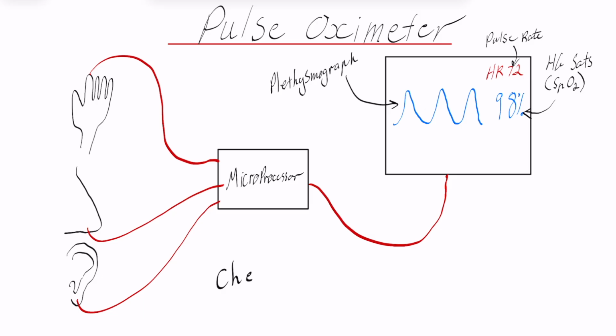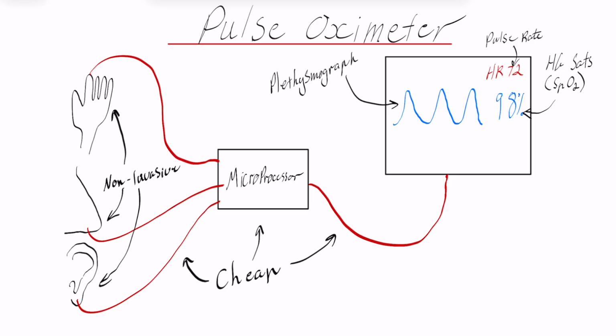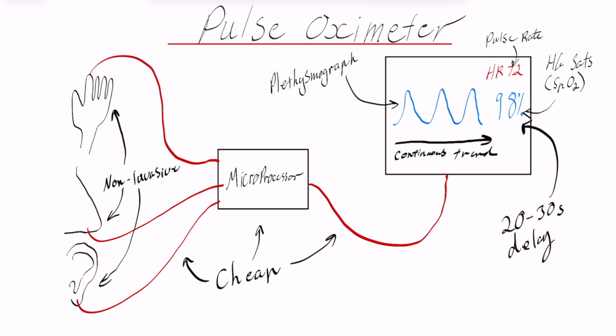So pulse oximetry is incredibly useful because it's cheap, non-invasive, easy to use, and it gives us a continuous trend over time. Even though the displayed saturation lags behind the real PaO2 by about 20 to 30 seconds, it still gives us a trend, which is often more important than the individual numbers.